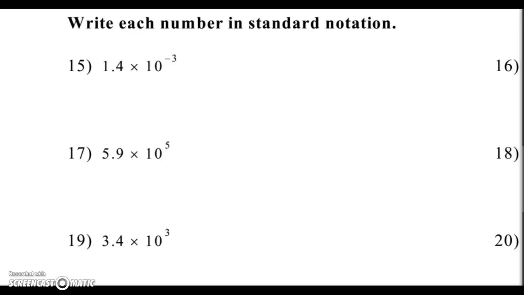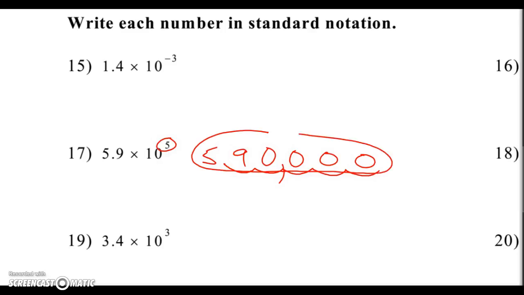Alright, 5.9 times 10 to the 5th, positive exponent, which means I'm just going to move my decimal spot to the right, or that I'm multiplying by 10 times 10 times 10, 5 times. So we're going to go to the right this time, so 1, 2, 3, 4, 5. Place zeros in here, and our final answer is 590,000.